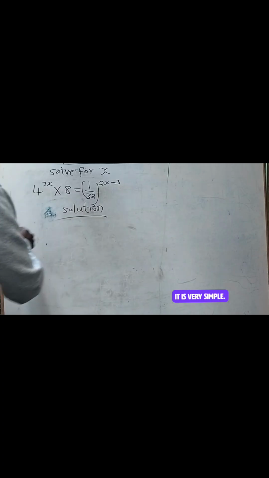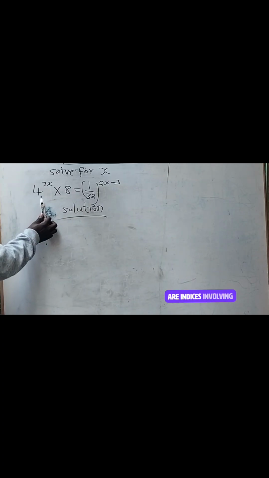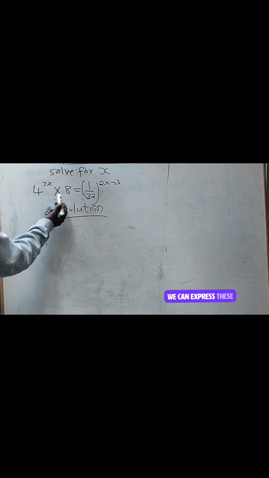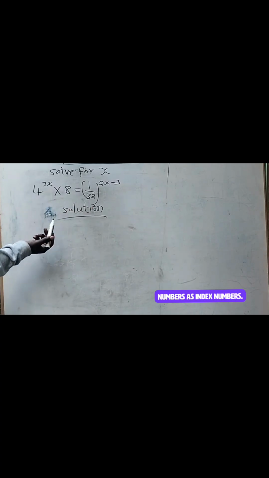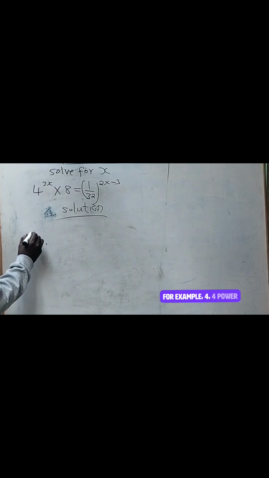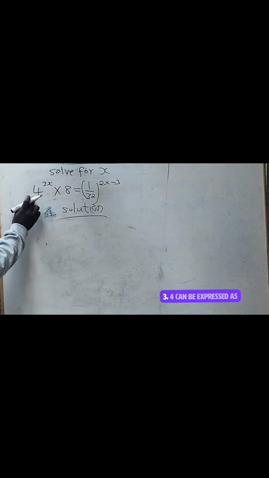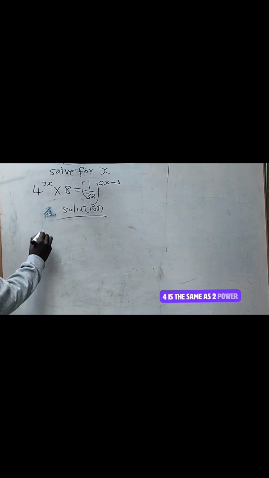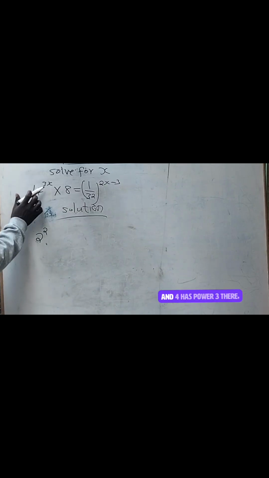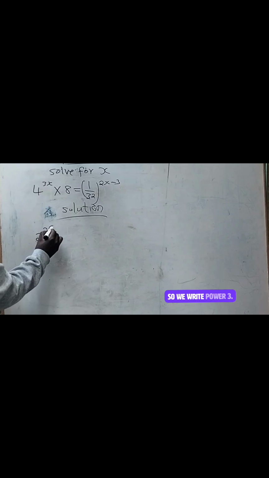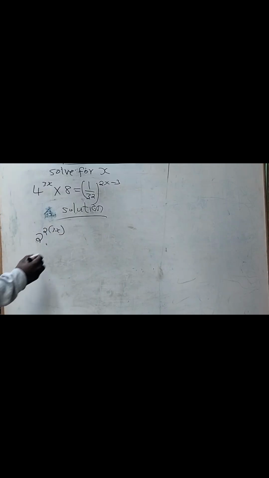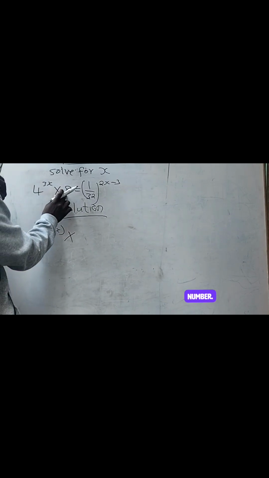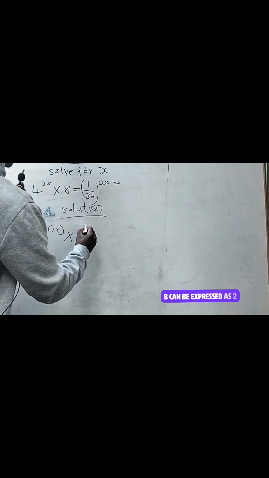It is very simple. As you can see, these are indices involving algebra. What can we do? We can express these numbers as index numbers. For example, 4 power 3. 4 can be expressed as an index number. 4 is the same as 2 power 2. And 4 has power 3 there, so we write power 3 times. 8 can also be expressed as an index number. 8 can be expressed as 2 power 3.